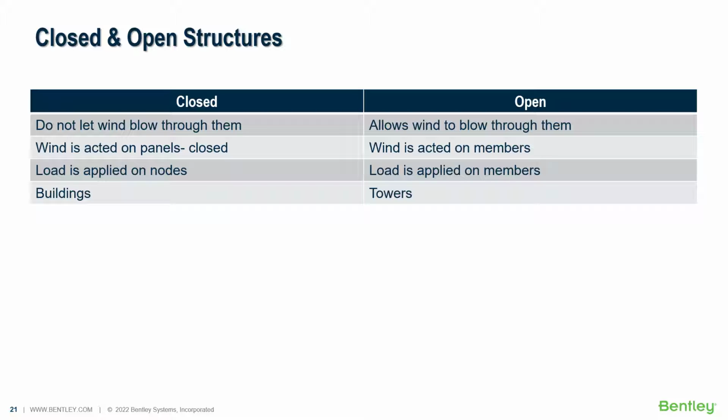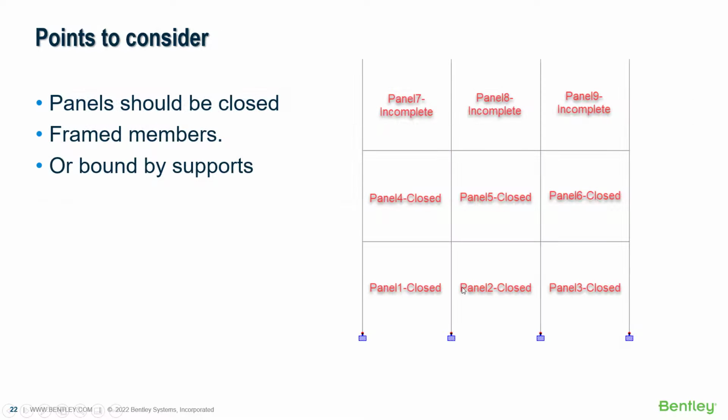Now let's see how STAAD identifies the closed panels and distributes the load. For STAAD.Pro, the members have to form a closed panel for correct load distribution, and the panel should be formed by frame members. That means plate or solid elements will not be considered as an edge of the panel. Also, if one side is bound by support, it will be considered as a closed panel.